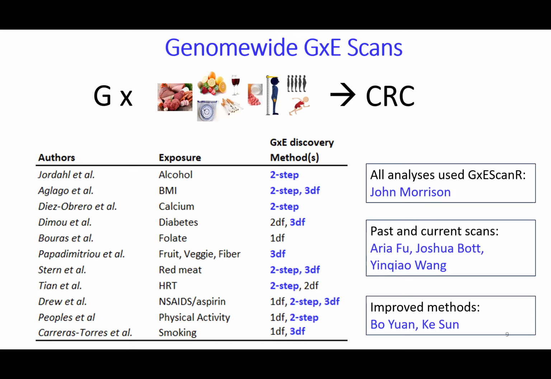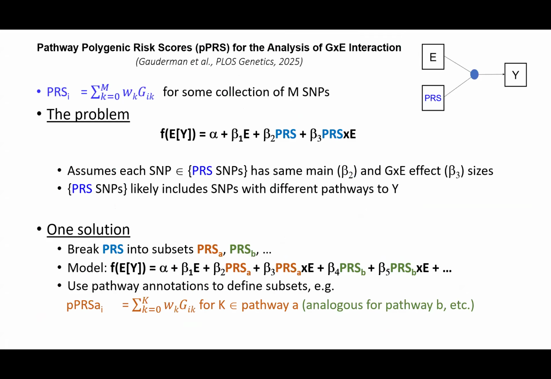And software, I have to point out that John Morrison has developed, which has really become the state of the art. Several students working in the past and currently, and Bo and Key both currently working on methods to improve power even more for these two-step approaches and also to do joint modeling of SNPs and environmental factors.